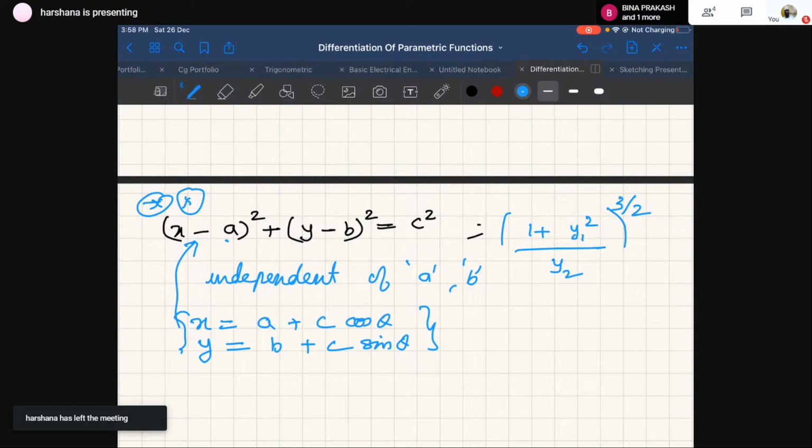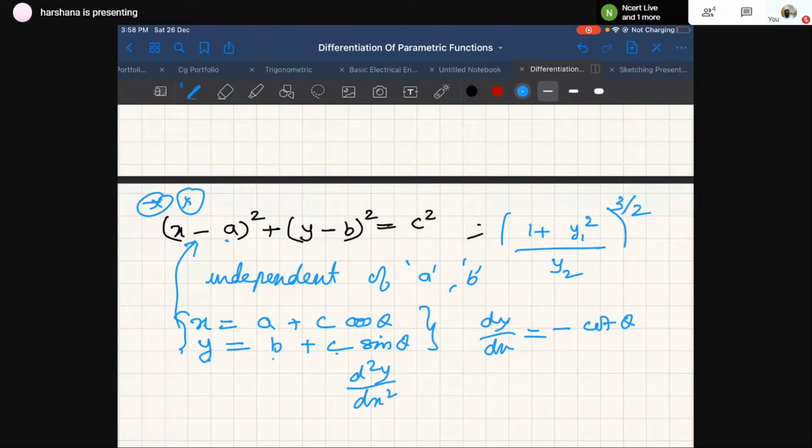So then, finding dy on dx is easier because we know that the derivative of x with respect to theta is minus c sin theta and of y with respect to theta is c cos theta. So it takes the form of minus cot theta, where a and b are constants and c also cancels. So very easily we get the first derivative, and differentiating it further, d2y on dx square is minus the derivative of cot theta, which is plus cosec square theta, with minus it, times d theta upon dx. And d theta upon dx means it is to be differentiated, that is minus 1 upon c sin theta.